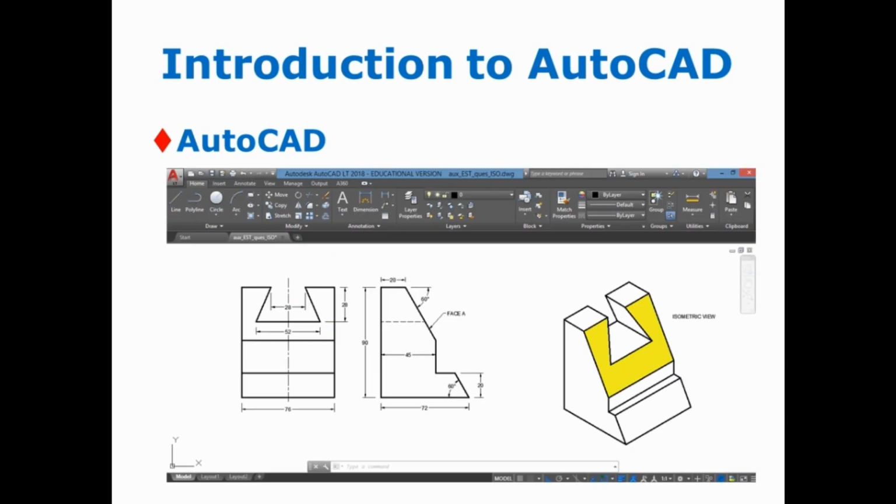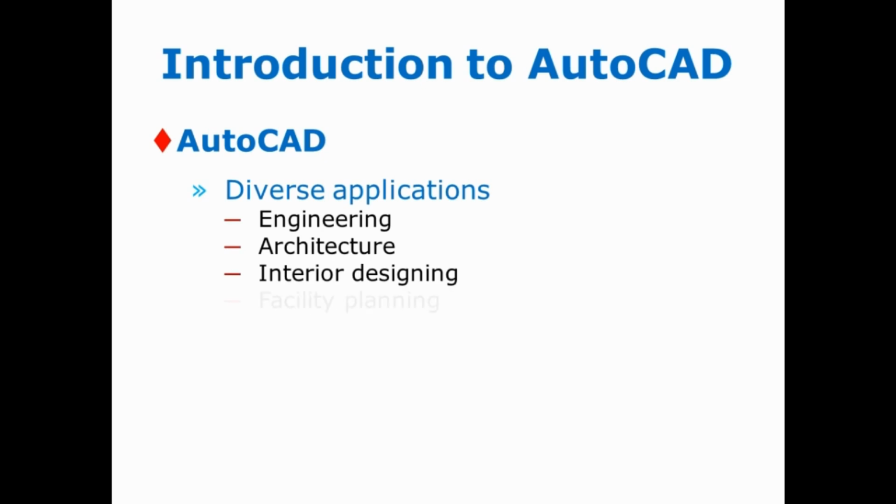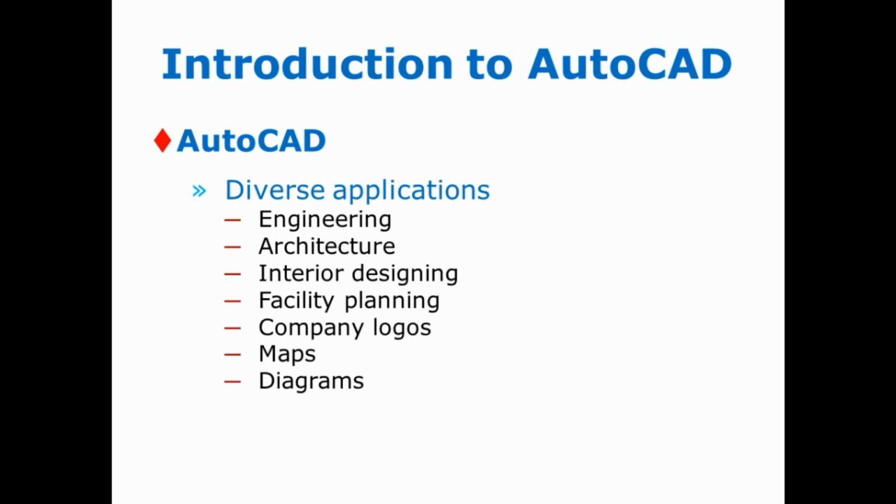The core strength of AutoCAD has been 2D drafting, but nowadays it can be used for 3D modeling as well. AutoCAD can be used for generating automated drawings, required in areas like engineering, architecture, interior designing, facility planning, company logos, maps, diagrams, schematics, and many more diverse applications. The drawings generated using AutoCAD can be stored in a database for documentation, subsequent retrieval, editing, customization, and automation.